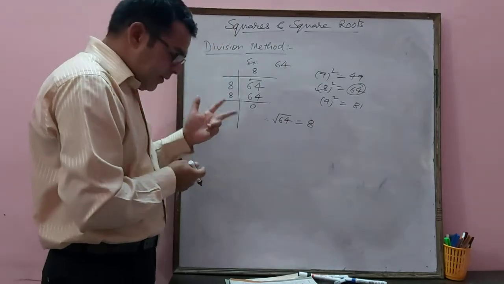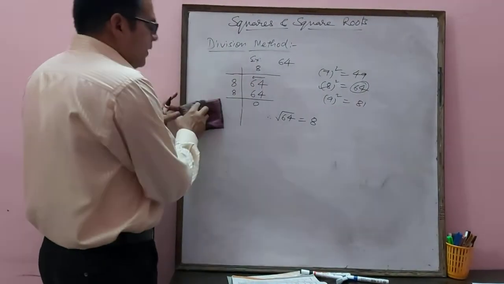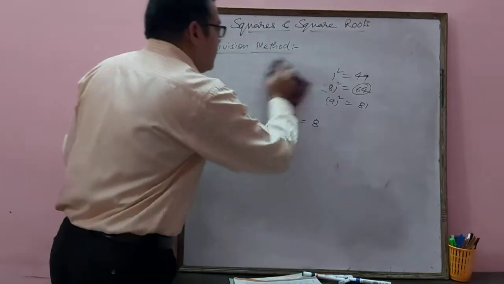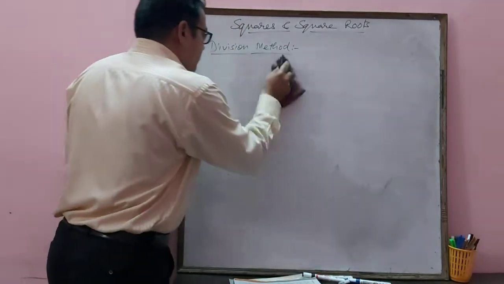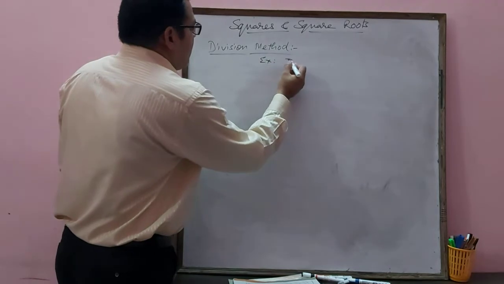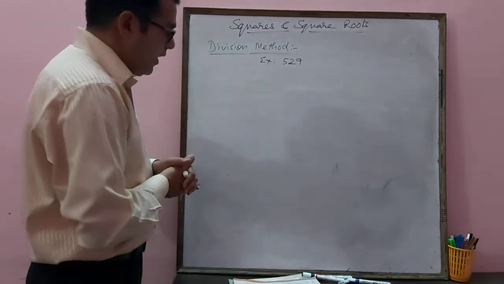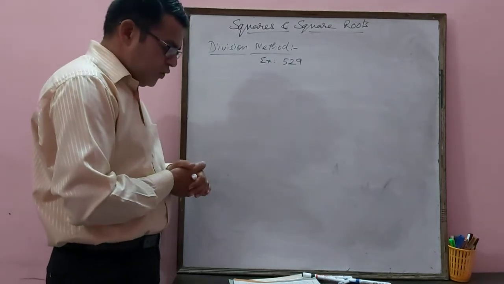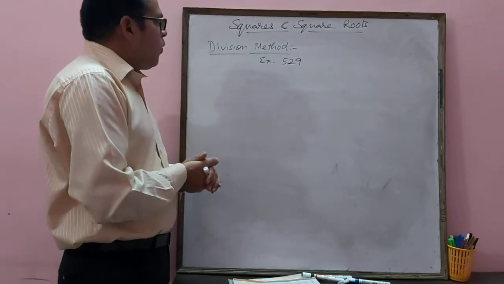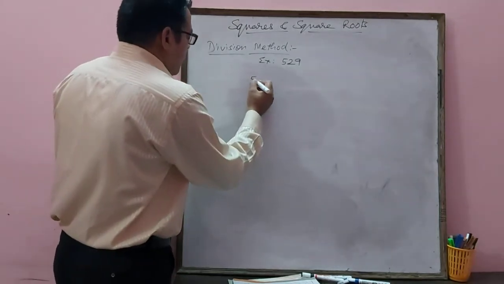Two digits I have taken here. Now I am discussing this method for a 3-digit number. I am taking a 3-digit number now to make you understand very well. That is 529, and we have to find its square root by the division method. So let's start how we can find the square root.